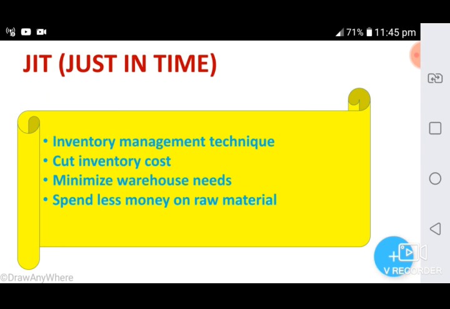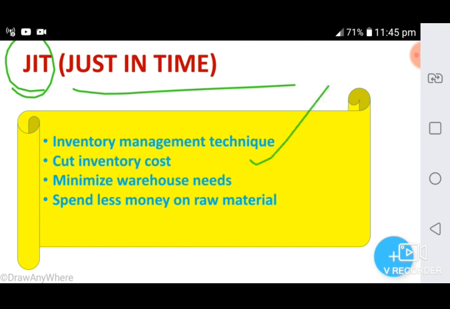Next one, JIT. It stands for just in time. It is an inventory management method whereby materials, goods and labor are scheduled to arrive or be refilled exactly when needed in the production process. This method reduces cost by minimizing warehouse needs, cutting inventory cost. That means the manufacturer does not have to pay storage cost.